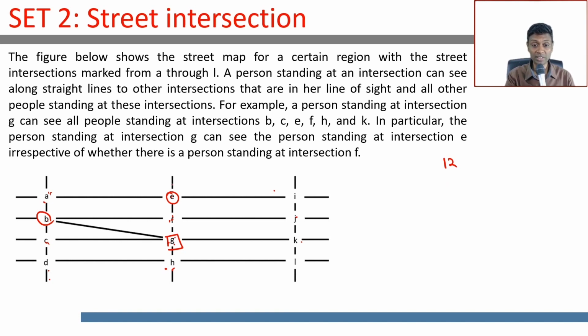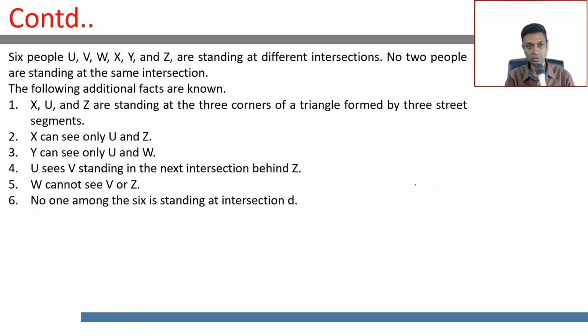So from here, I can see this even if there is somebody standing here. Wonderful. So it's in a straight line, I can see. Maybe I'll shift a little bit and see, but I can see. Whoever is standing on that straight line, on that road, I can see, even if there is a person bang in between. Wonderful. 6 people, U, V, W, X, Y, Z, are standing at different intersections. No 2 people are standing at the same intersection.